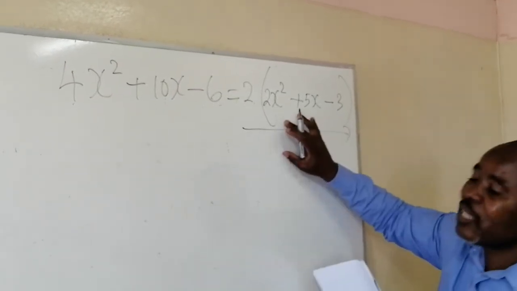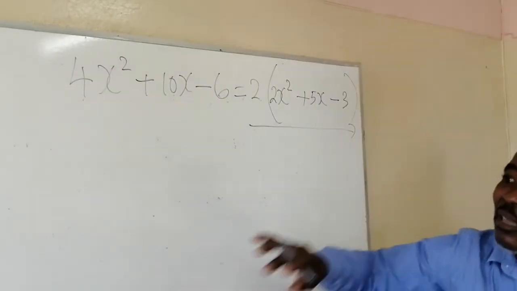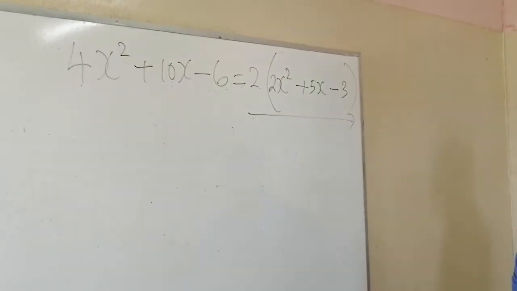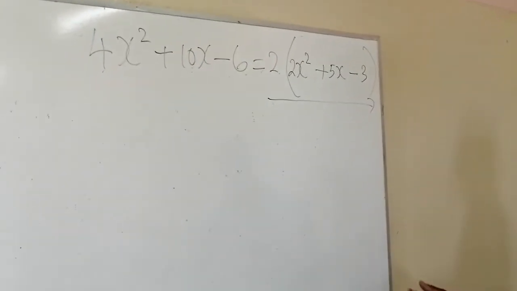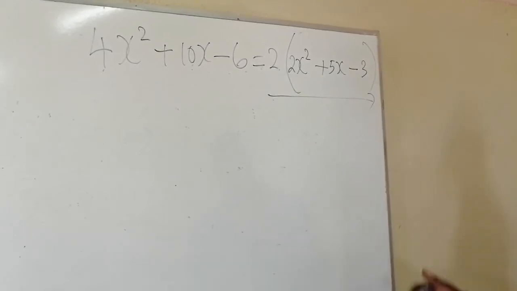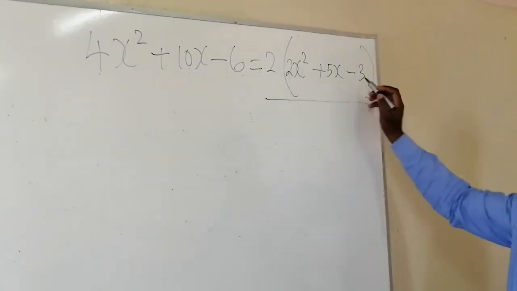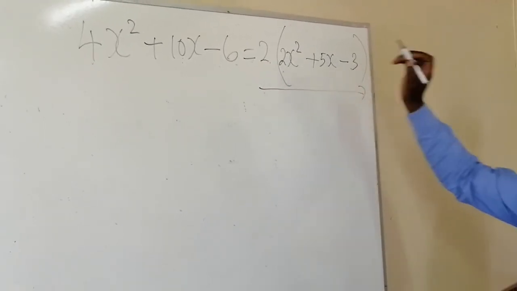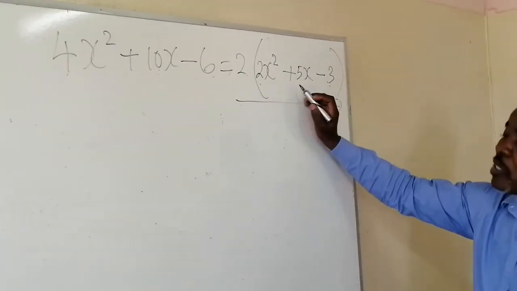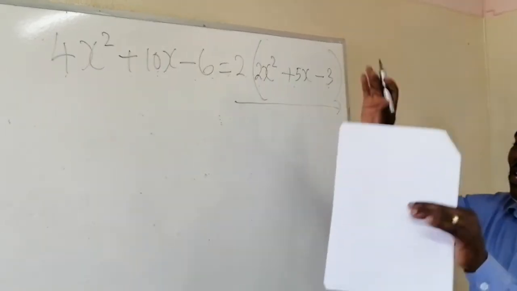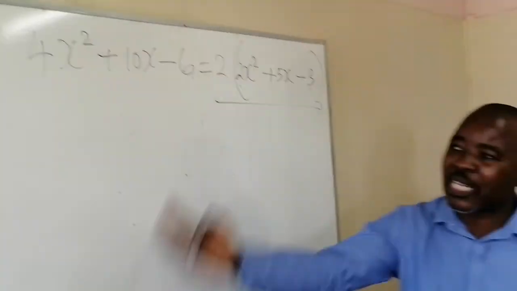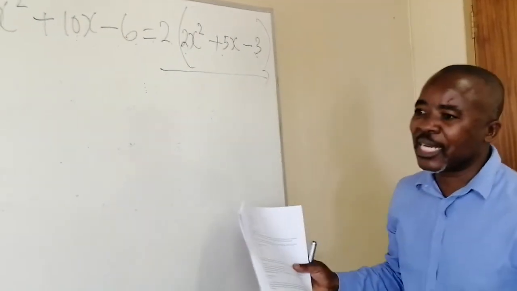Once you are here, you then repeat this method of factorizing harder polynomials, or polynomials whose coefficient of the square term is not 1. You multiply 2 by -3, you get -6. You look for two numbers whose product is -6 and whose sum is +5. And then you follow the same route or the same procedure that we followed. I hope this is clear.